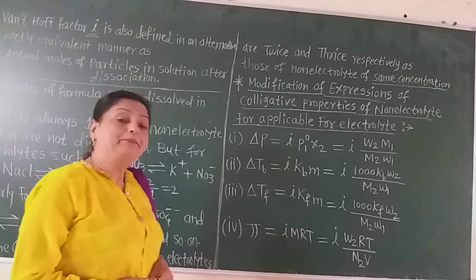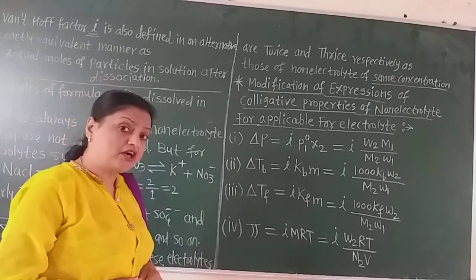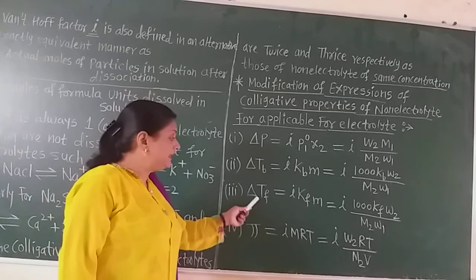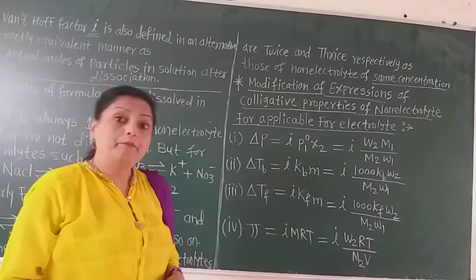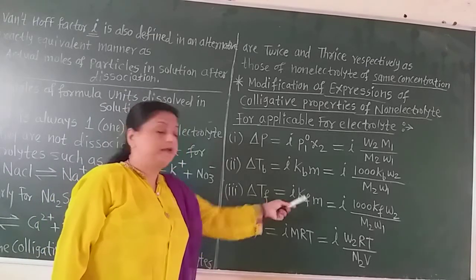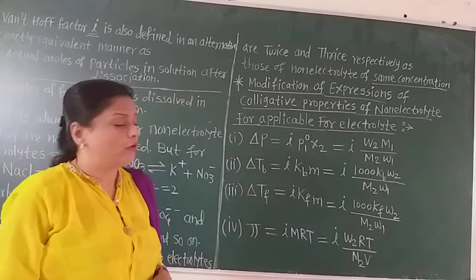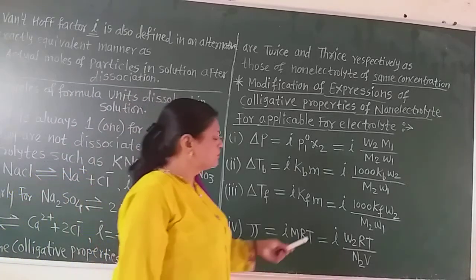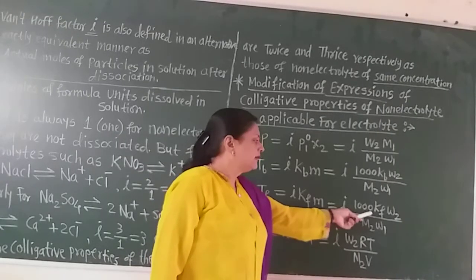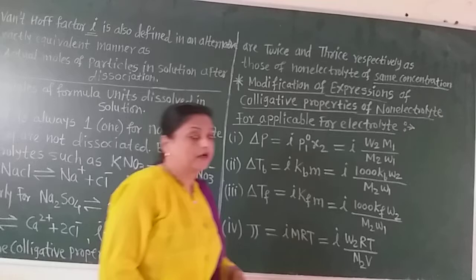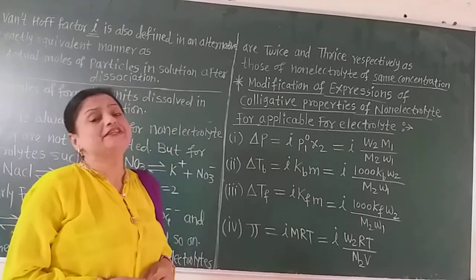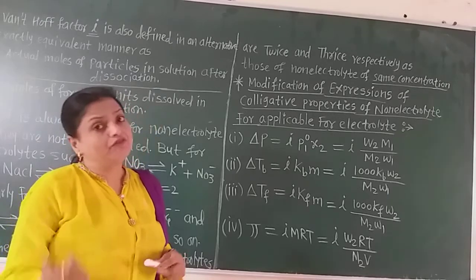Similarly for the depression in freezing point, this is the third colligative property. For a non-electrolyte, ΔTf = Kf × m, but for an electrolyte it is multiplied by i. In this way, this colligative property for an electrolyte only changes by multiplication of the Van't Hoff factor.